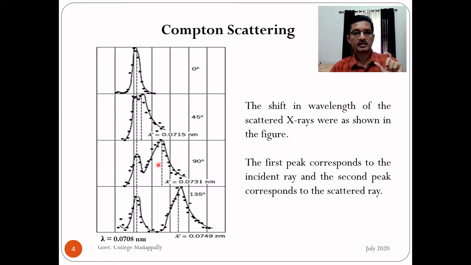Now, what is the exact relation between the shift and the scattering angle? This is the question. So we have a relationship between the shift and the scattering angle. Now, how can we theoretically explain this phenomenon?